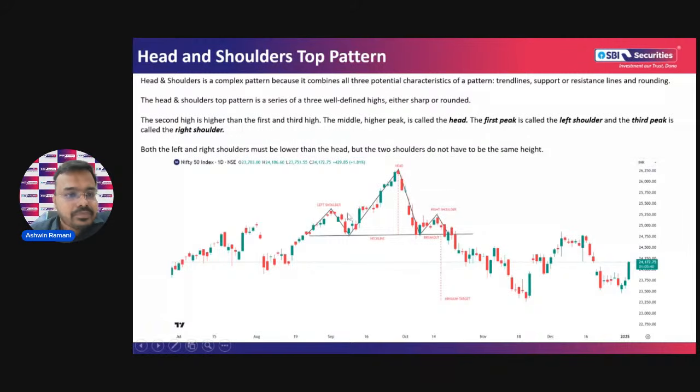So head and shoulders pattern, is it clear, guys? This is the head and shoulders top pattern. I hope this pattern is clear. If you all can let me know in the chat box.